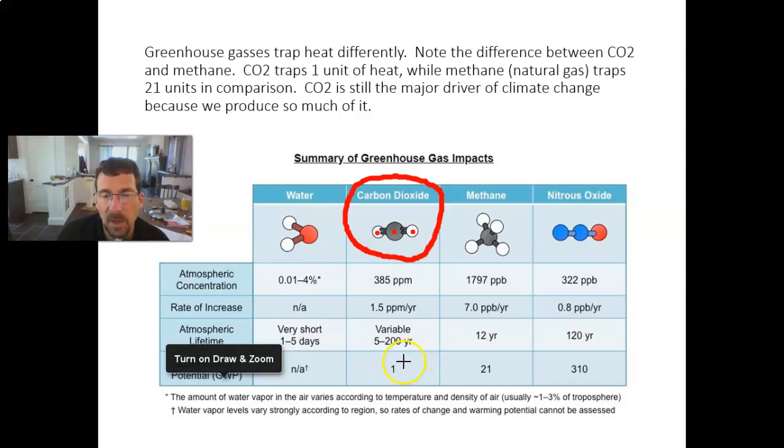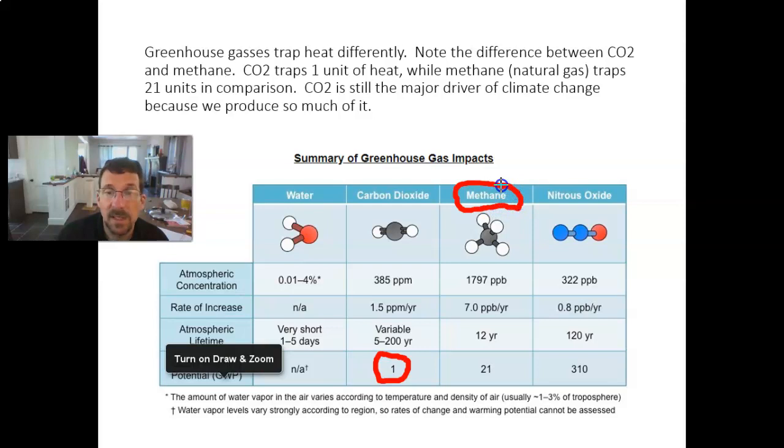So if we were to talk about units of heat that each of these molecules can absorb, one molecule of carbon dioxide can absorb 1 unit's worth of heat. Okay, and in fact, this way of comparing greenhouse gases for their heat trapping impact is based on just making carbon dioxide unit 1. Okay. The second thing to notice is that over here in this next column is methane.